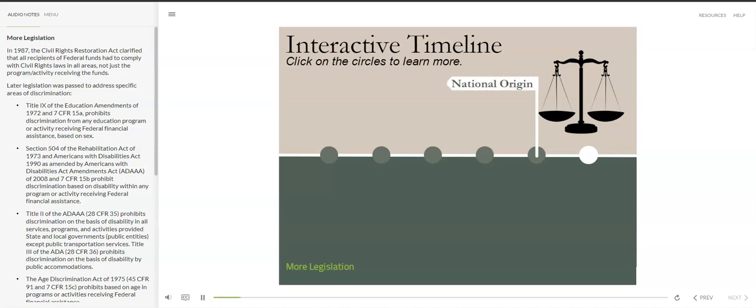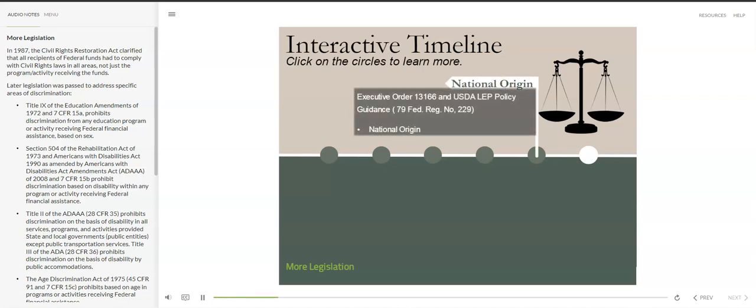National origin. Executive Order 13166 and USDA LEP Policy Guidance, 79 Federal Register No. 229, requires federal agencies to ensure that recipients of federal financial assistance provide meaningful access to their LEP applicants and beneficiaries to ensure that they do not discriminate on the basis of national origin.